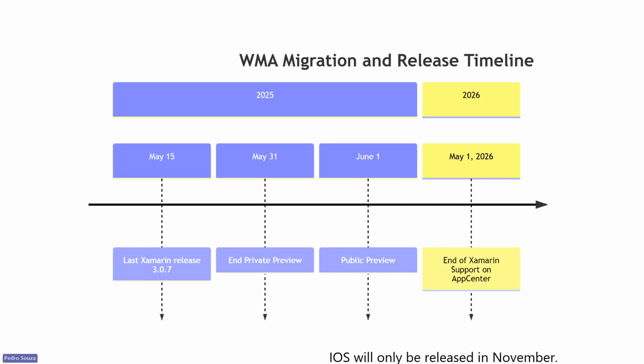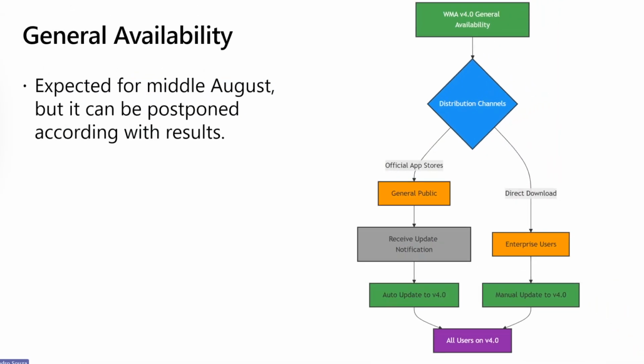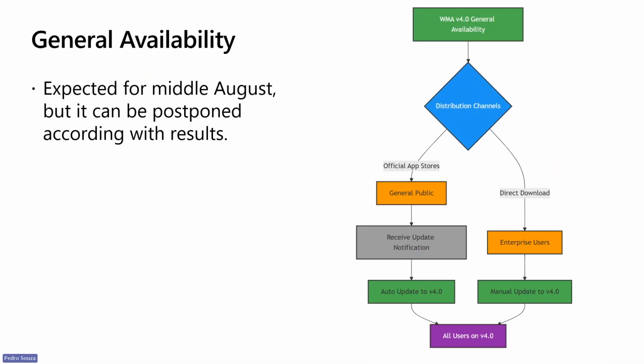And supports, you can open a ticket, we'll investigate, but we will not release any new features for the Xamarin version. Let's go for GA. What GA is when we finally do what we normally do: we push out the version.